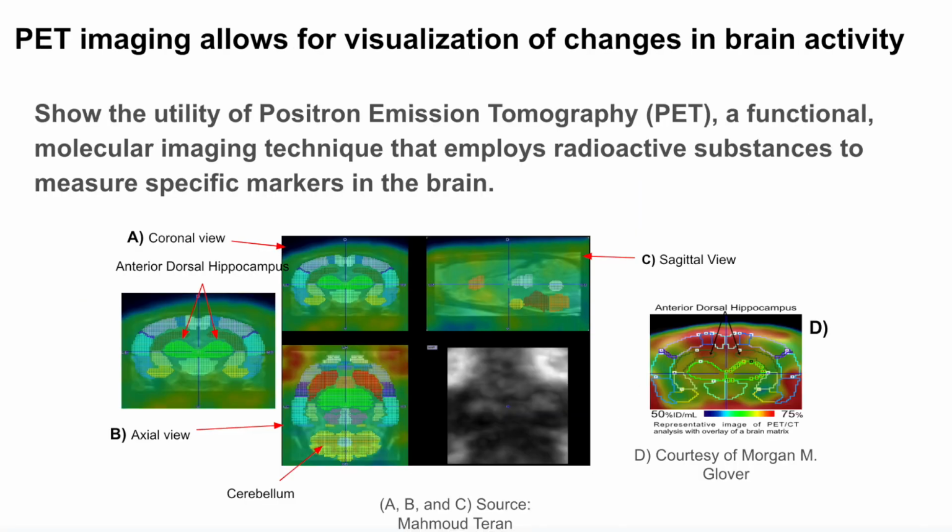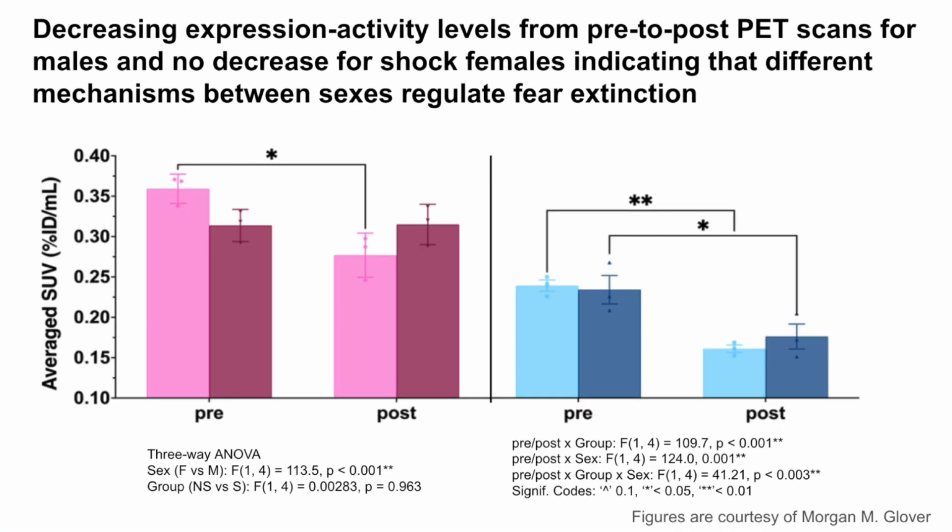PET imaging allows for visualization of changes in brain activity. These changes can be quantified by looking at the standard uptake values of 18F-TFAHA in specific brain regions. Our preliminary results also show decreasing expression activity levels from pre to post PET scans for males, while no decrease for shock females, which indicates that different mechanisms between sexes regulate fear extinction.